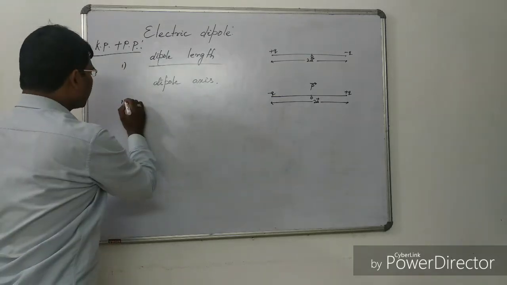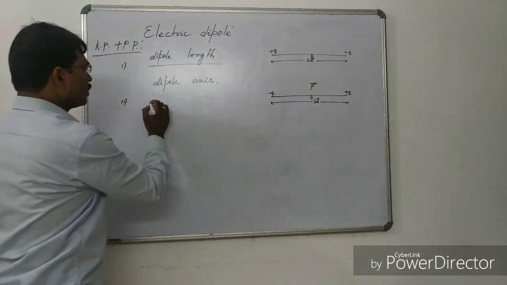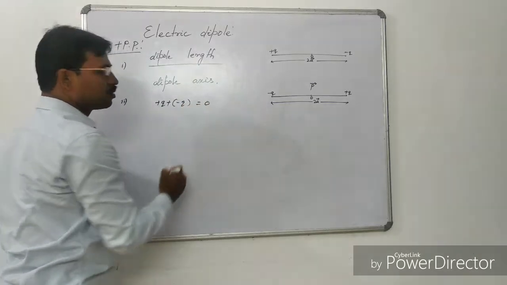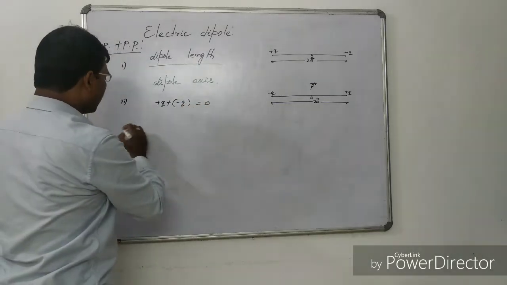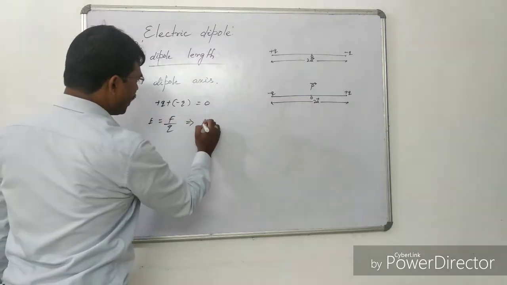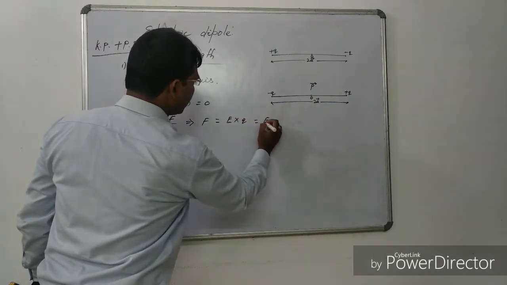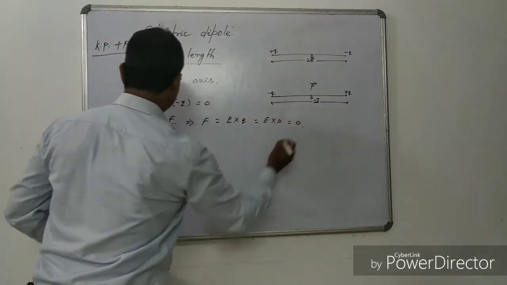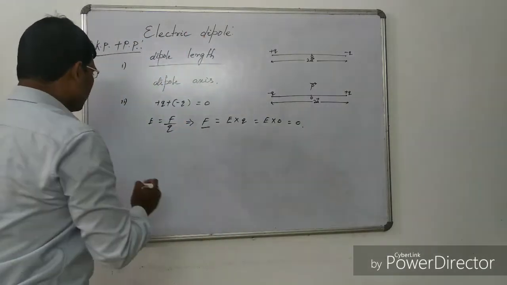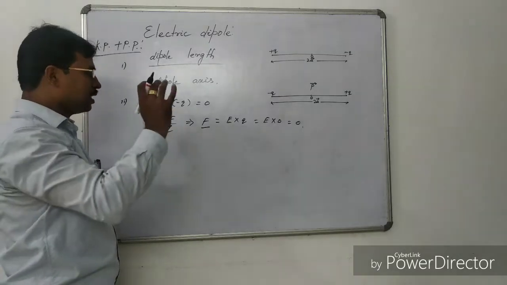In second point, the net charge in electric dipole is how much? Plus Q plus minus Q is equal to 0. So net charge is 0. So electric field E is equal to F by Q, so F is equal to E into Q. So that means E into net charge 0, so this one is 0. So net force is 0 in electric dipole. But electric field is not 0 due to displaced charge. Mind it.